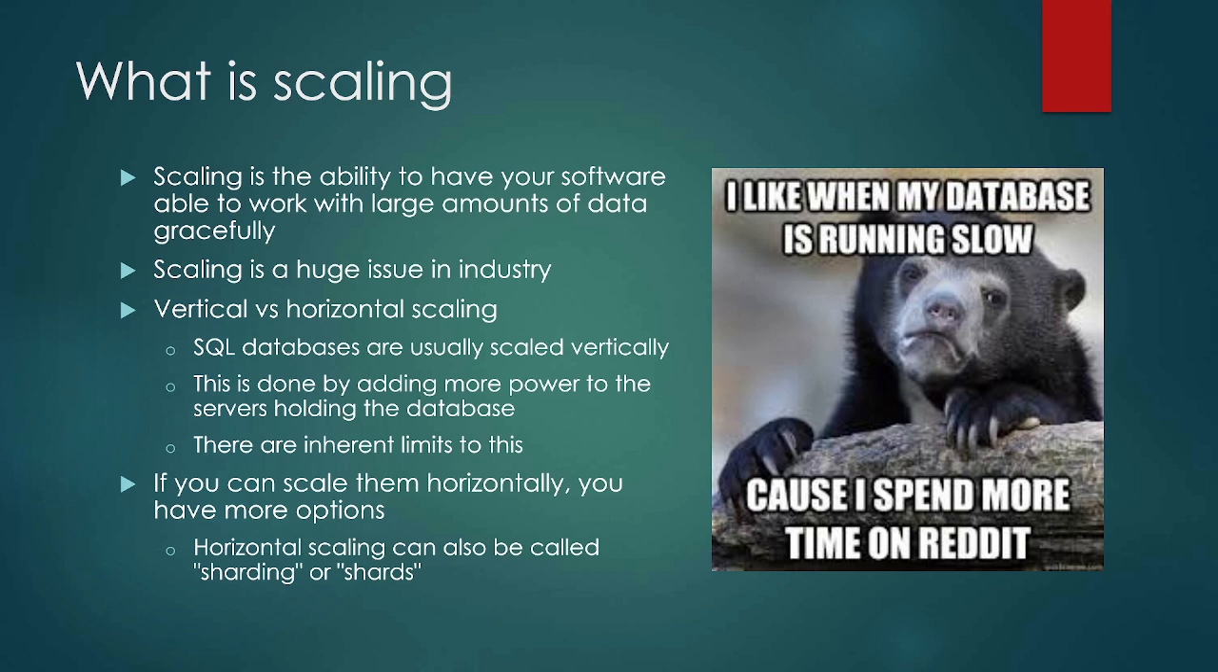So the first thing that we end up wanting to think about is, what could we do to fix that? Well, the easiest thing to do is scale it horizontally instead, rather than trying to make the server more powerful. So horizontal scaling is one of the first things that we would do with a SQL database. Horizontal scaling can also be called sharding or shards, when we're talking about taking our database and scaling it horizontally.